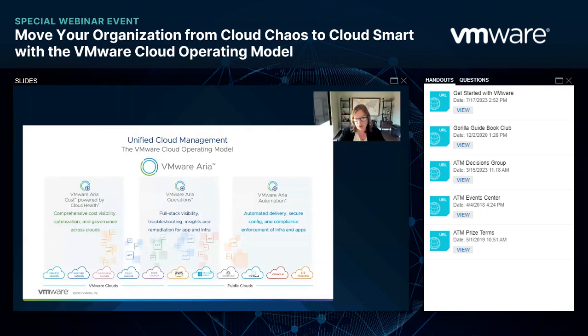and your edge workloads. And so we have these three pillars which align very closely to the capabilities that I talked about earlier in that single control plane slide: cost, operations, and automation.